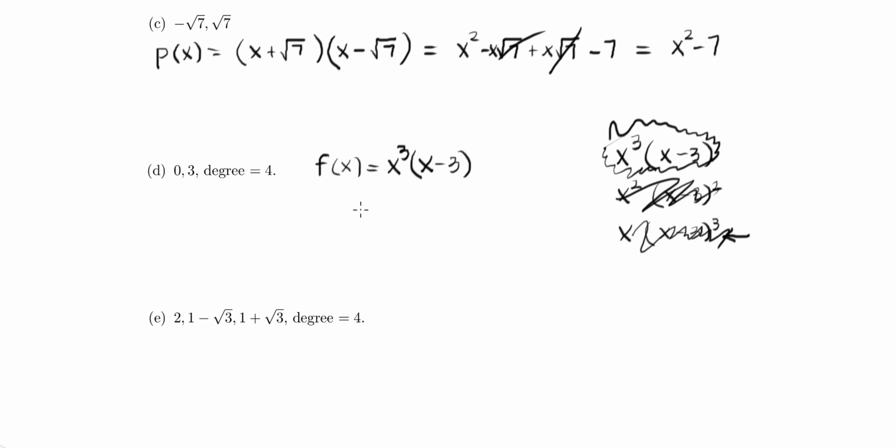now if I multiply it out, I end up getting the polynomial x to the 4th minus 3x to the 3rd, and the roots are going to be 0 and 3, the zeros are going to be 0 and 3, and it's going to be of degree 4. That's problem D. Problem E kicks it up a notch.